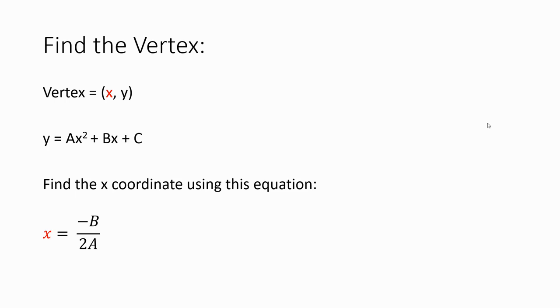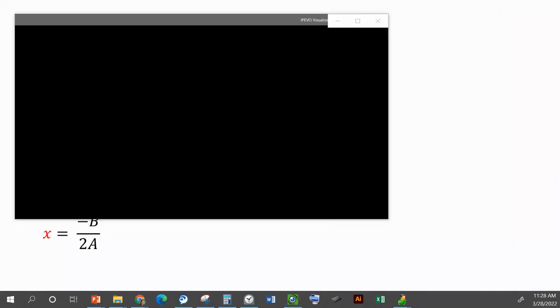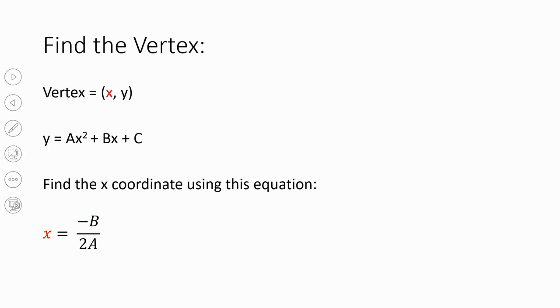To find the x part of our vertex, we're going to use negative b over 2a. When we're looking at our standard form quadratic function, the number in front of each of these is either a, b, or c. The number in front of x squared is a, the number in front of x is b, and the number at the end is just c.